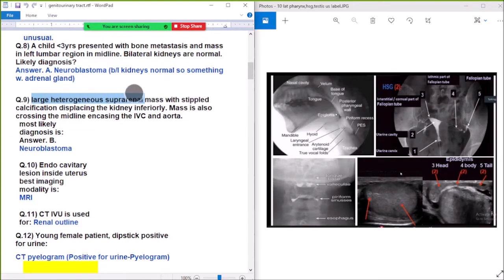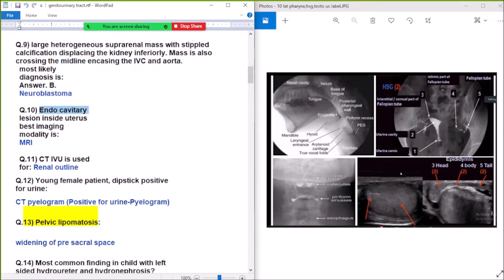Question 9. Large heterogeneous suprarenal mass with stippled calcification displacing the kidney. The mass also crosses the midline, encasing the aorta and IVC, diagnosis neuroblastoma. Question number 10. Endocavitary lesion inside the uterus, best imaging modality, MRI.